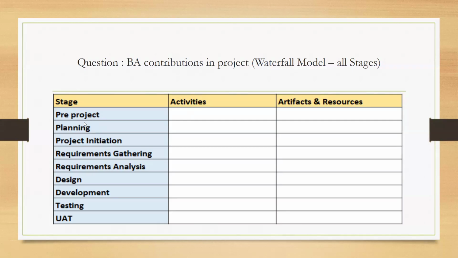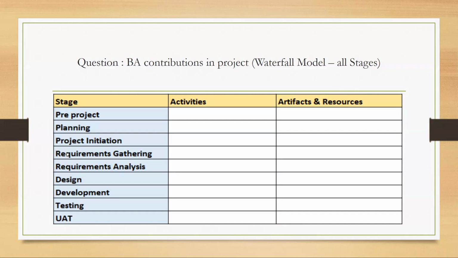At each stage, the activities the BA will be doing are what we write as the BA contribution in the project in this question. When it comes to planning, what things should be planned? When the project is initiated, what should he do? And what artifacts or resources does he use? All those things should be mentioned in this answer. Basically, you are telling what a BA contributes in the overall project under these stages.